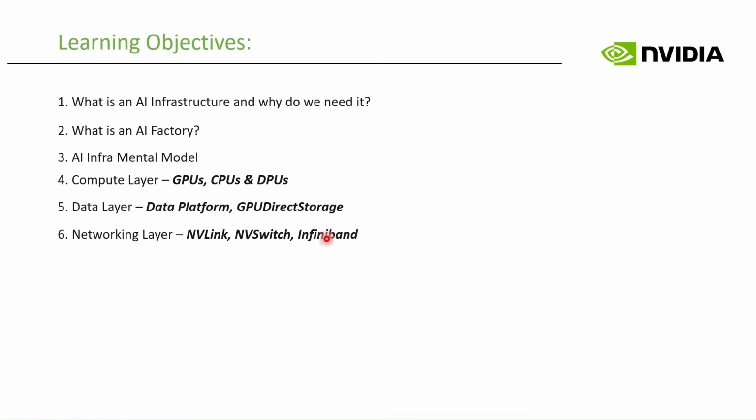Okay, and then we'll also talk about InfiniBand. And then when it comes to the system layer, I'll explain DGX, HGX, and MGX, which are full-fledged offerings from NVIDIA to run AI workloads, and SuperPod as well.